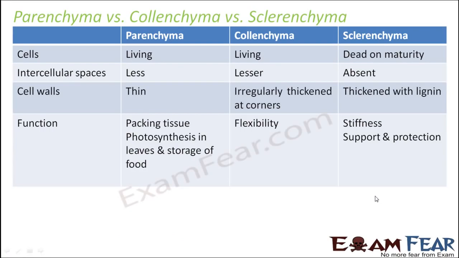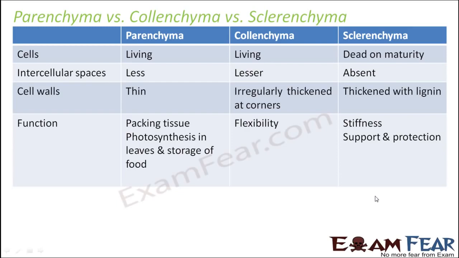When we talk about parenchyma, they are all living cells. Collenchyma also living, and sclerenchyma are the cells which become dead on maturity. In parenchyma, the intercellular spaces are less. In collenchyma, it is even lesser, and in sclerenchyma there is no intercellular space. Therefore, sclerenchyma is the one which is responsible for stiffness. Collenchyma provides flexibility, and parenchyma does a variety of functions like storage of food and photosynthesis. They also help aquatic plants to float.